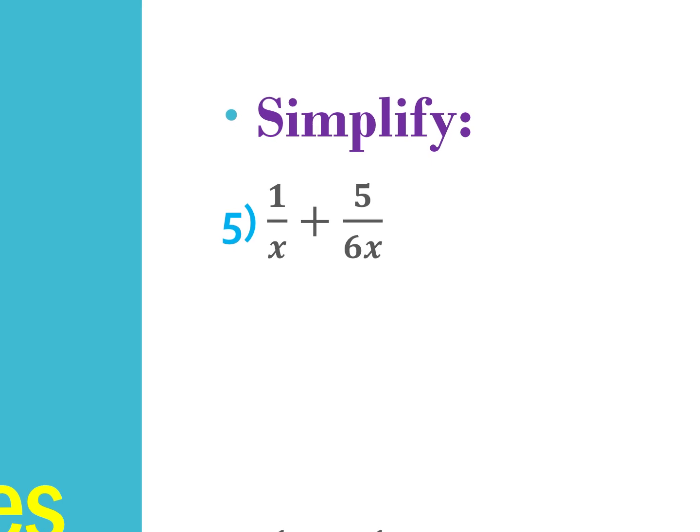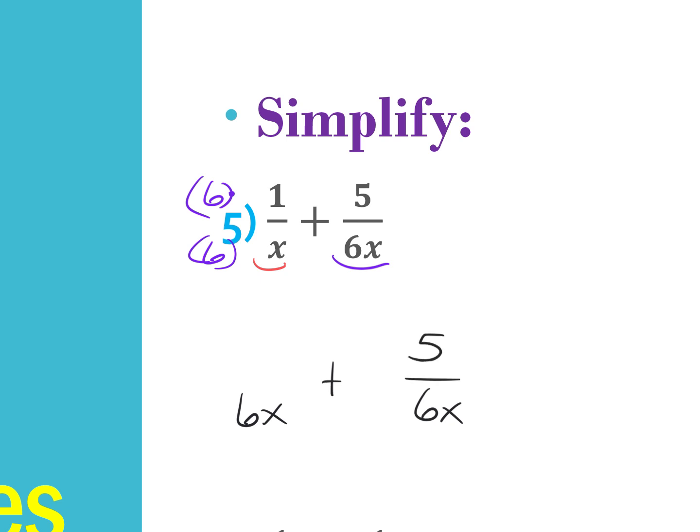So for example 5, notice they both have different denominators. I need to change these denominators so it's a common LCD. So notice the first fraction has an x, the second one has a 6. So in order to get them to have a common denominator, I'm going to multiply my first fraction by a 6. So when I multiply this by 6, then I have this LCD of 6x.